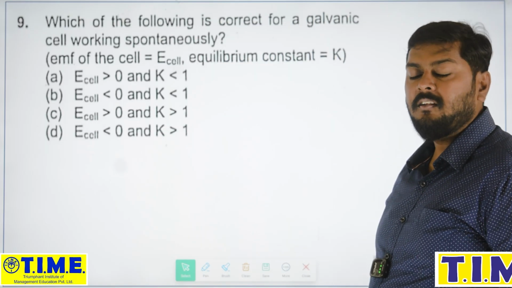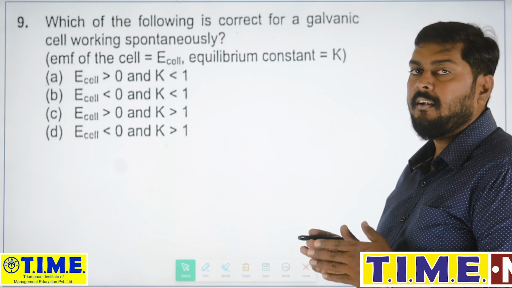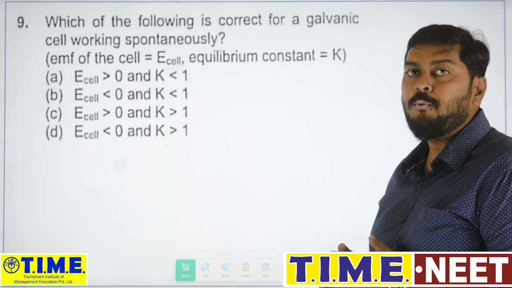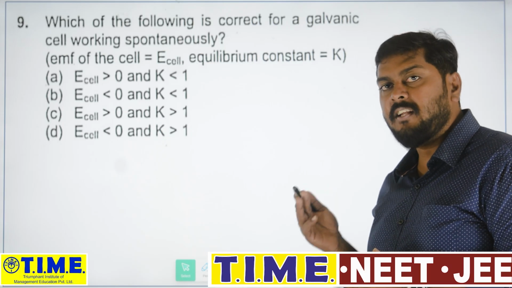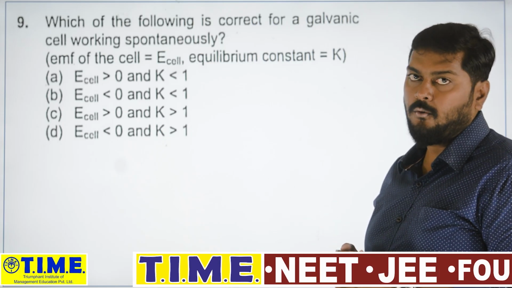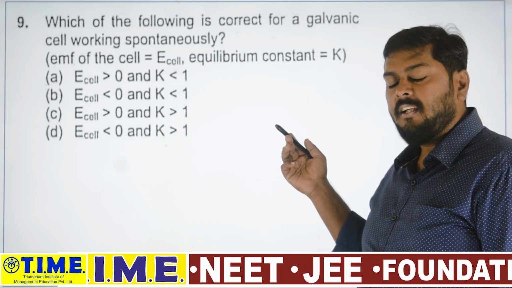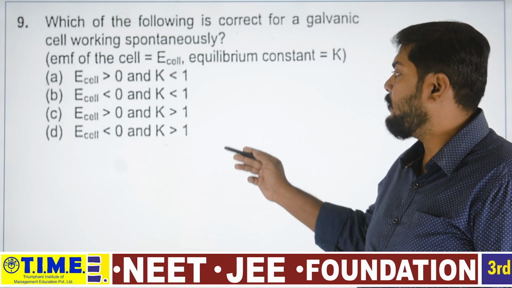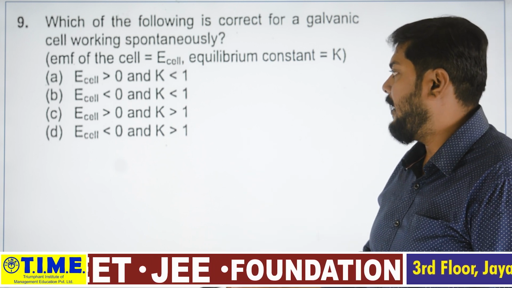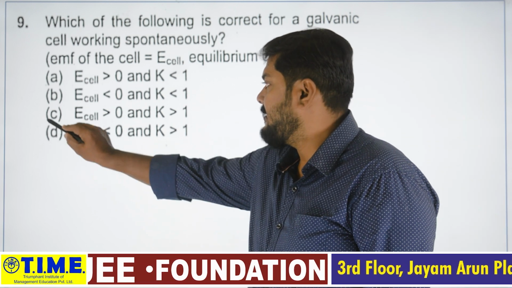See this question, children. In this question, we are asked to find the relation for a reaction to be spontaneous. They are asking under what condition a reaction will be spontaneous. So the initial value must be positive and also the K value must be greater than 1. Hence, your option is going to be C, right?